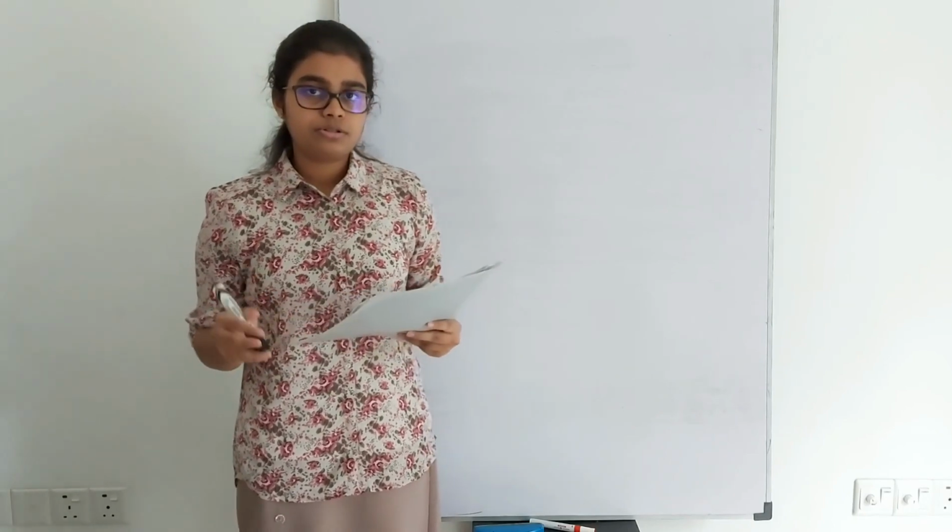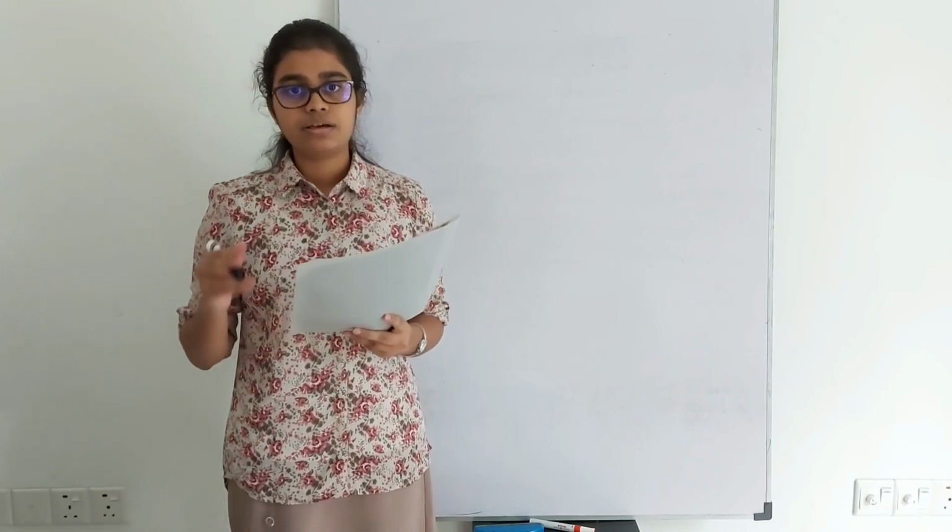So, let's talk about the ozone layer depletion. The ozone layer is situated in the stratosphere, ranging from 10 to 50 kilometers. Here, the ozone particles are concentrated, and the importance of the ozone layer is that it acts as a barrier to protect the Earth's surface from the harmful ultraviolet rays of the sun.